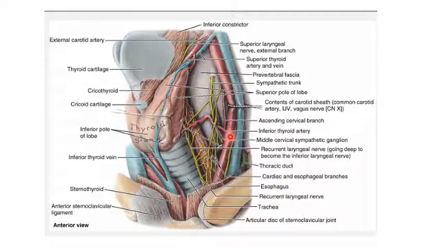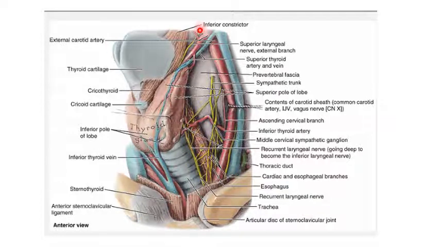Then you can see posterior to the carotids is running the inferior thyroid artery, which has arisen from the thyrocervical trunk. And notice out here, it's divided into its branches. And then in between the branches and in close approximation to it is the recurrent laryngeal nerve, which we need to remember.